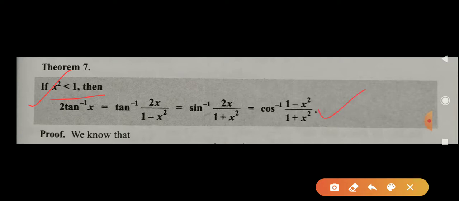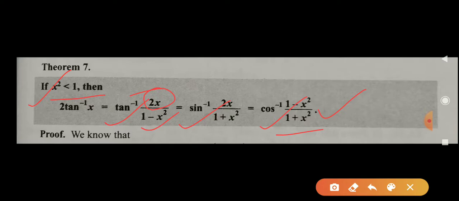2 tan inverse x equals tan inverse 2x upon 1 minus x square, sin inverse 2x upon 1 plus x square, cos inverse 1 minus x square upon 1 plus x square. You remember trigonometrical identities. I told you tan 2a equals 2 tan a upon 1 minus tan square a. 2 tan a, in place of tan a you put x, so 2x. 1 minus tan square a, in place of tan a you are putting x, so 1 minus x square.